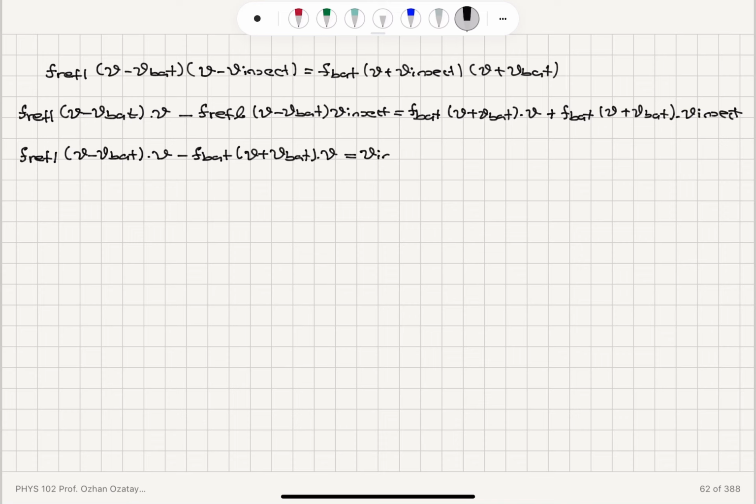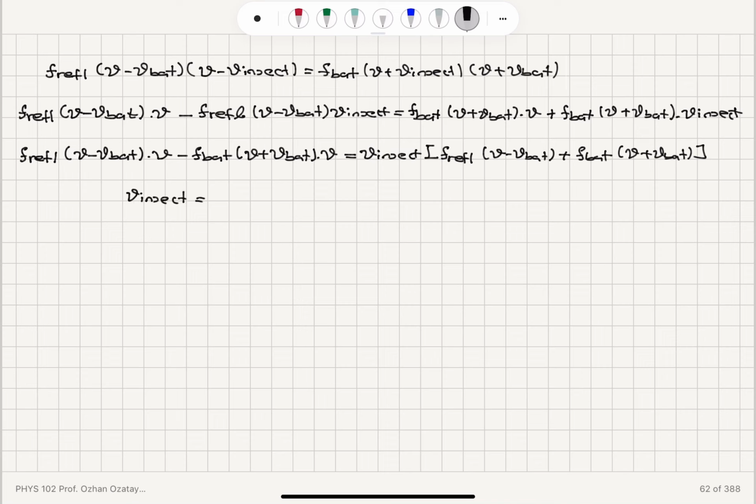V insect times F reflected (V minus V bat) plus F bat (V plus V bat). So if we take this to the left hand side, so divide the left hand side with this, we will have V insect. So we have our final answer.